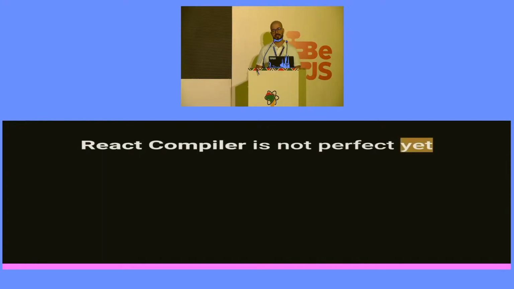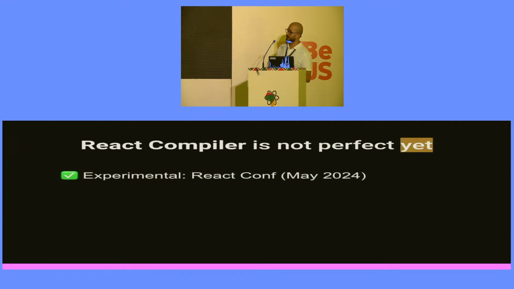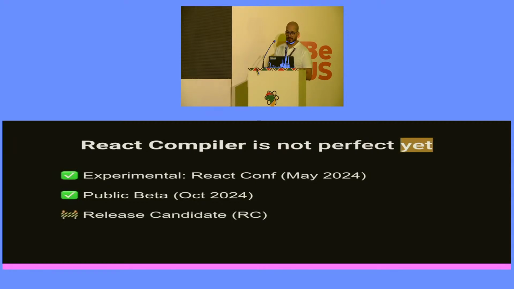So React Compiler is still not perfect, at least yet. It was experimental at React Conf in May, and 5 months later it became beta in October last month, and there are still 2 stages to go. Release candidate, and this way it will be pretty stable, so everyone can use it on their own projects. And finally, it can be generally available or stable, and this way we can use it all together in production.